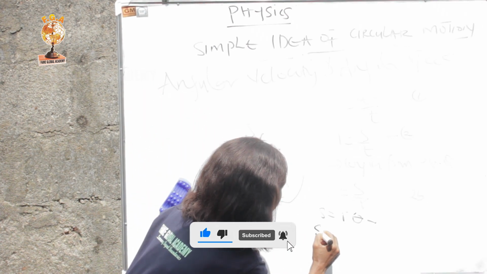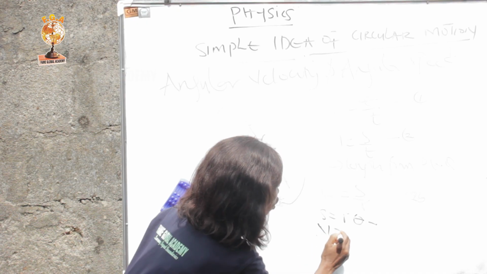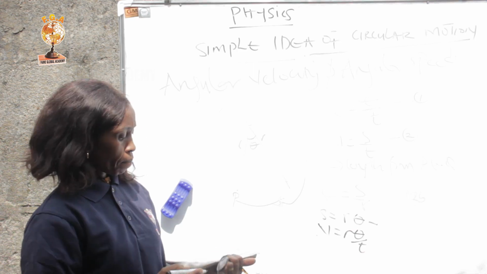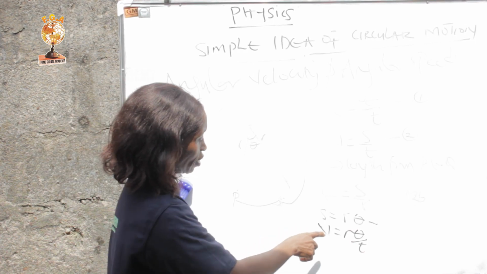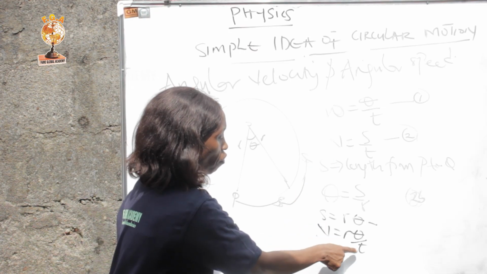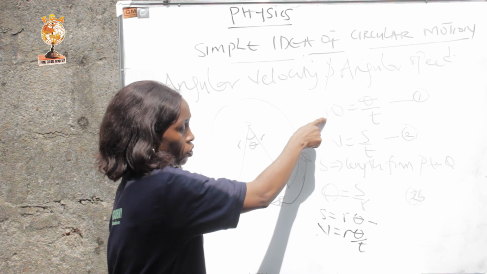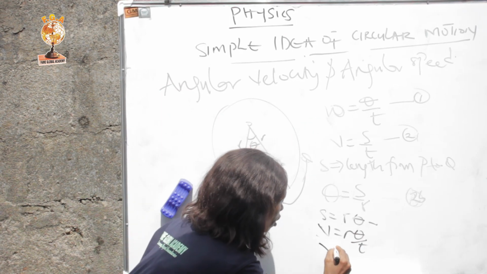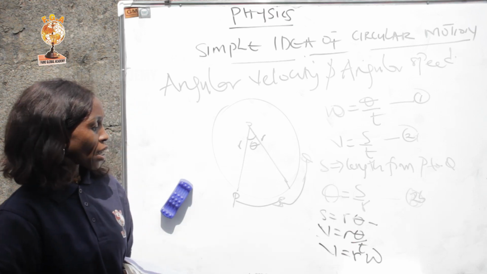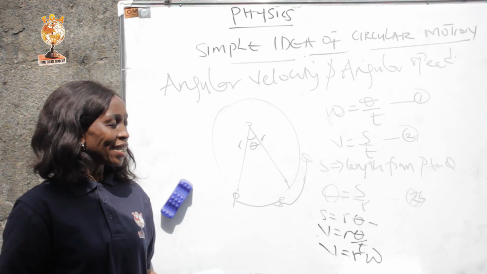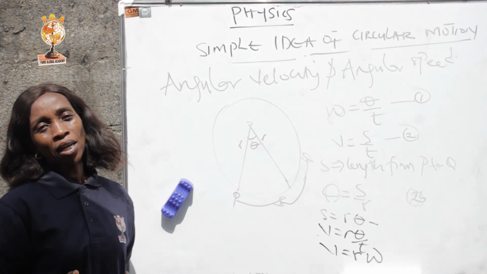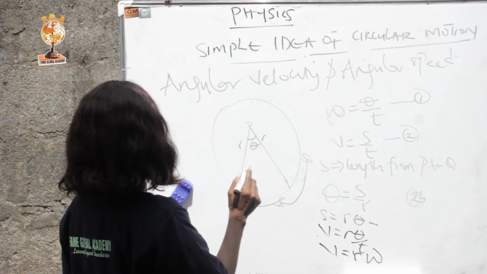So V is equal to R theta all over T. And then remember that theta over time is what? Angular velocity. So V becomes RW, and W is the angular velocity, and it is measured in radians per second.